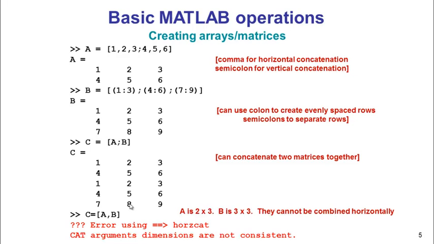What that means is that we've tried to horizontally concatenate a 2 by 3 array A with a 3 by 3 array B, and that's not possible because A has 2 rows and B has 3 rows, and therefore they cannot be combined horizontally. And so that's what this error here indicates. It says you can't horizontally concatenate 2 things, 2 objects, 2 variables that have different numbers of rows.